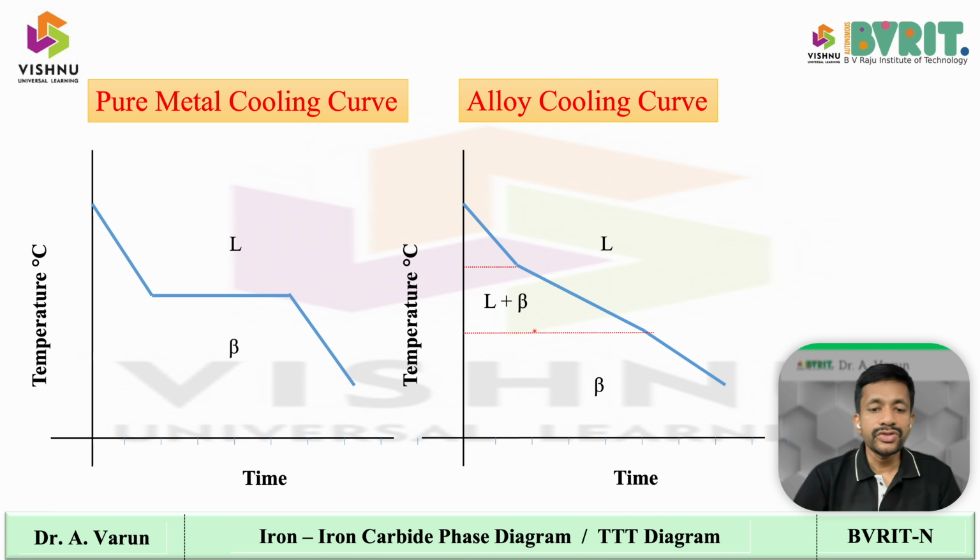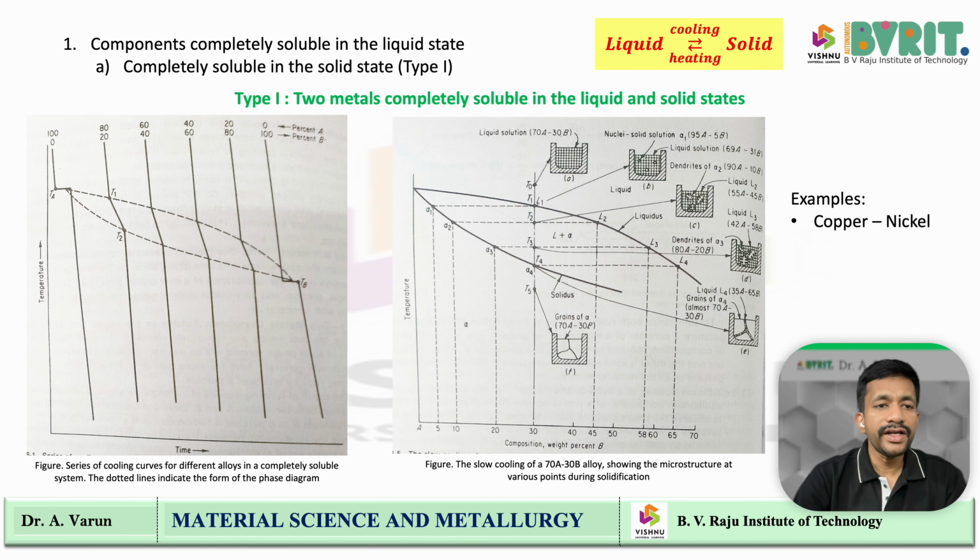So when we go back and try to understand the relationship, let us take the first example, which is the isomorphous system, wherein two components are completely soluble in both liquid and solid state. Like I was discussing, when it is a pure metal, we have a horizontal line. When it is an alloy, you have two elements, so there will be twice the change in the cooling curve.